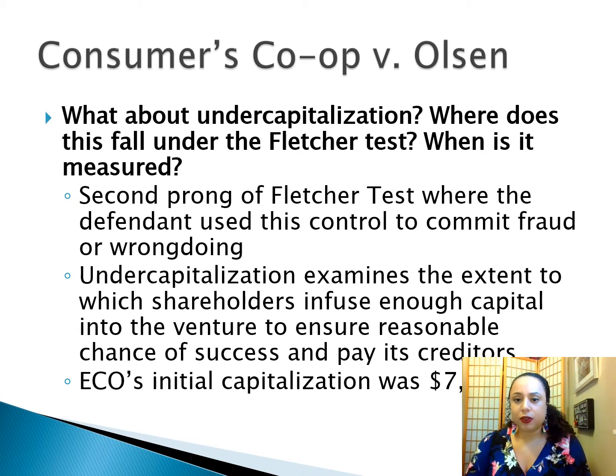And so the second prong of the Fletcher test, this is the prong where the defendant used the control of the corporate entity to commit a fraud or wrongdoing. And so here we need to figure out the kinds of frauds and wrongdoings that would rise to the level of actually violating this particular prong. And so undercapitalization is actually an example of the kind of wrongdoing that this doctrine is concerned with. Undercapitalization examines the extent to which shareholders infuse a sufficient amount of capital into the venture to ensure a reasonable chance of success and to pay its creditors.